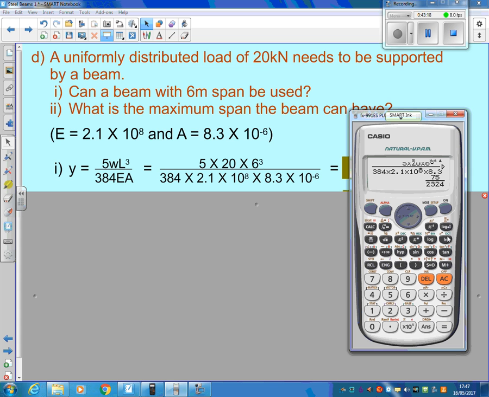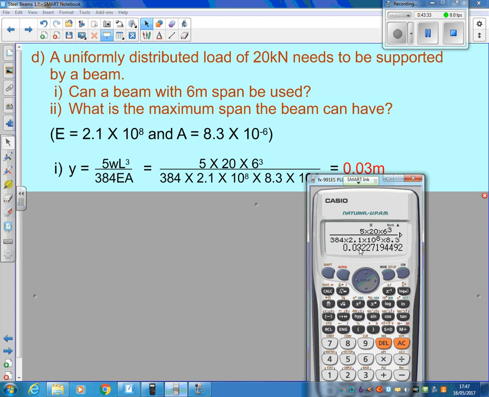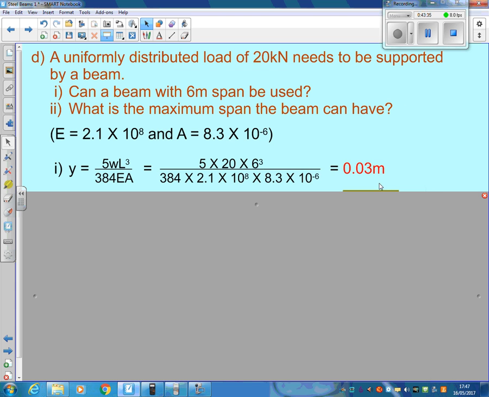So I just press equals. There's my answer, S to D, 0.03 and so on. Okay, I'm just going to round this off a lot. It's about 0.03 meters. Happy with about 0.03. Okay, it's a bit more than that.